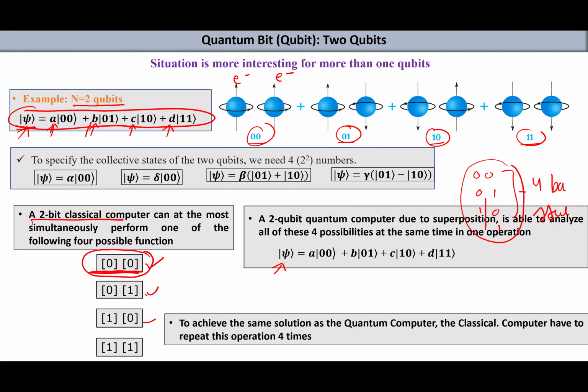So I can say in the classical computer, 2 bits means only 2 bits of information. But in the quantum computer, you have 2 power 2 pieces of information. Or I can say 2 power 2 complex quantities are required to define the psi wave function.